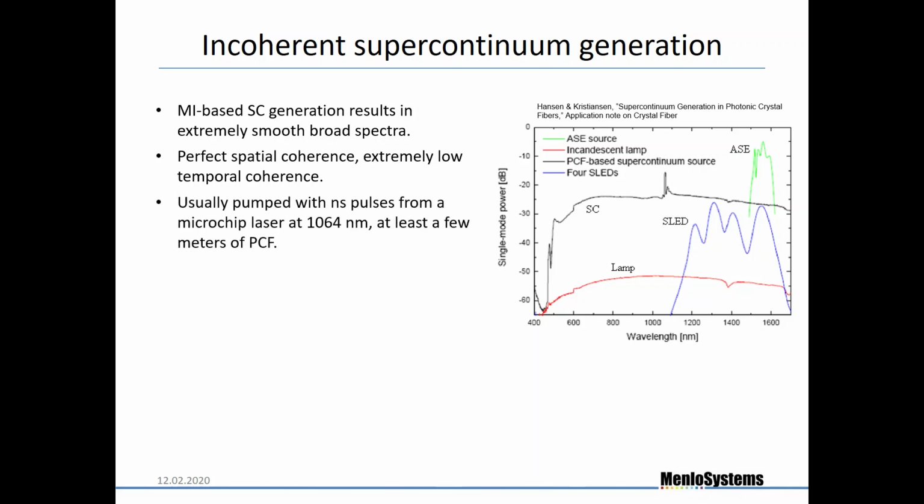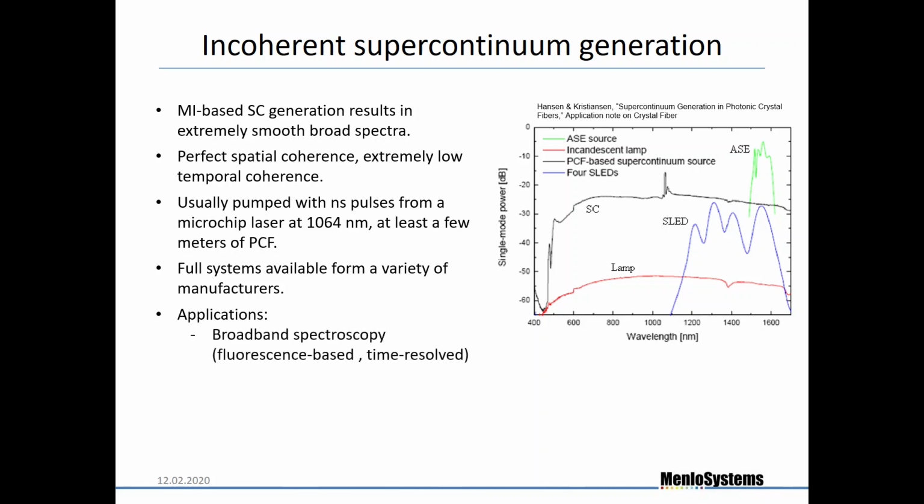Usually such sources rely on microchip lasers, neodymium based at 1064 nanometers, which emit nanosecond pulses, and this is then followed by at least a few meters of PCF and maybe also a fiber amplifier before that. Such systems are available from a variety of different manufacturers, full system ready to use, and there are many applications for it. You can probably think about some of those applications.